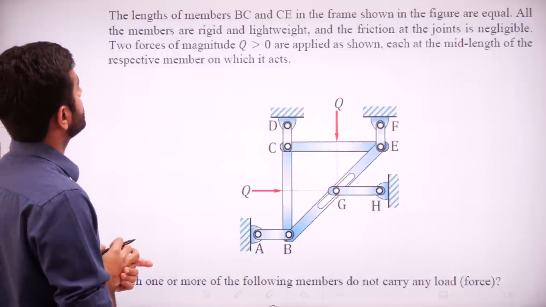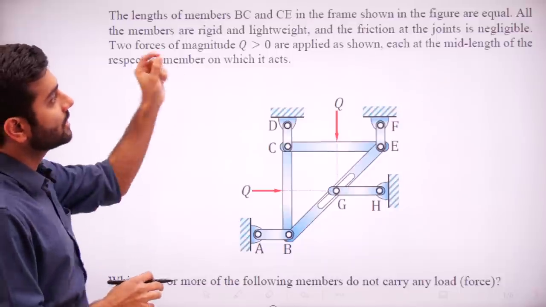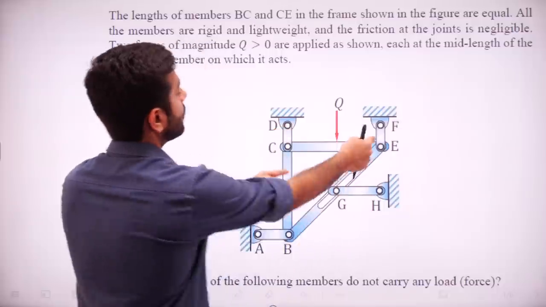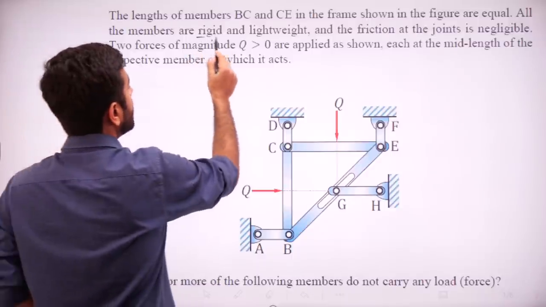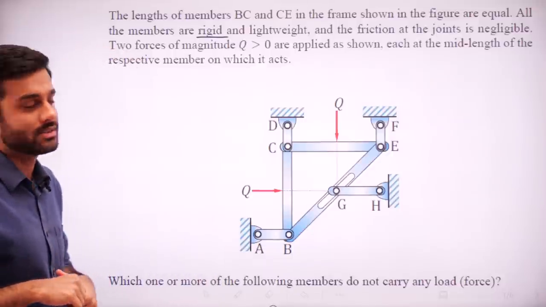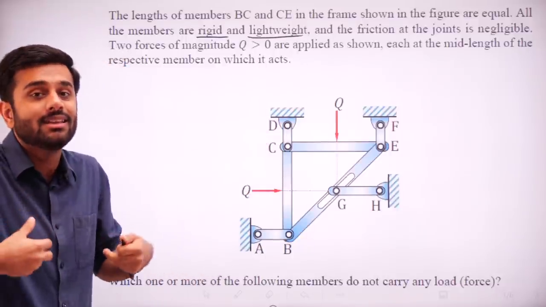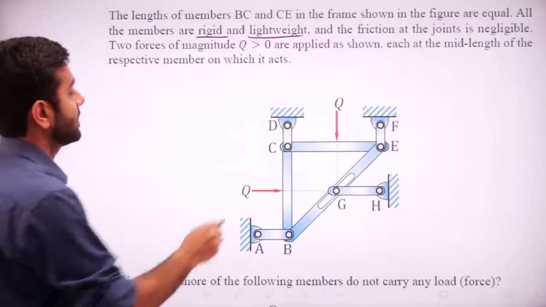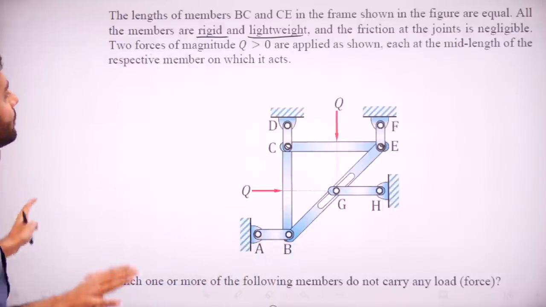If you look at the question, the lengths of members BC and CE in the frame shown in the figure are equal. So the length of member BC, this, and CE, they are equal in length. All the members are rigid and lightweight. What does that mean? Rigid means we don't have to consider bending or any change of length or dimension. Lightweight means you don't have to consider the self weight of any of the members. Friction at the joints is also negligible. These are the joints where no friction force is going to act, so that's not going to affect our free body diagram.